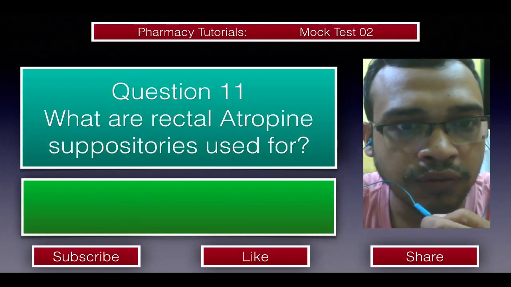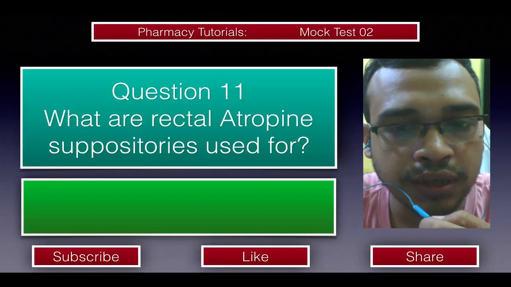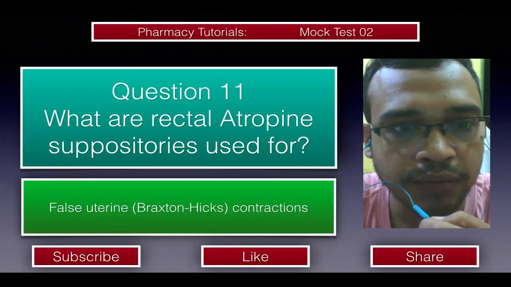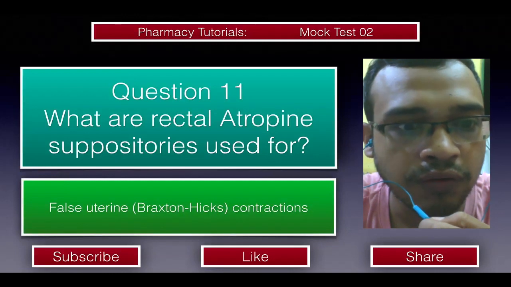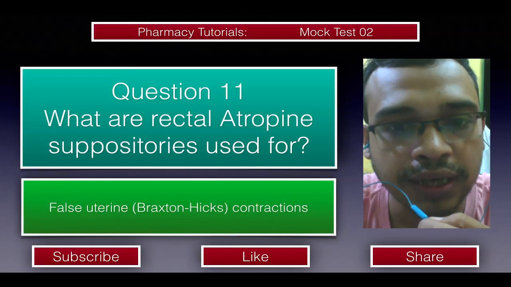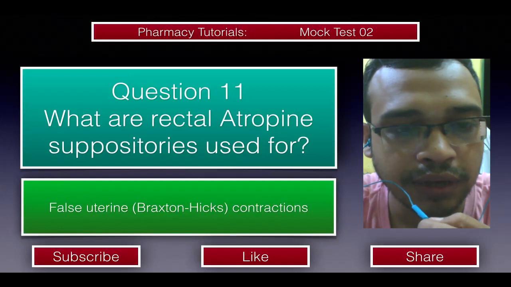Next question is, what are rectal atropine suppositories used for? So rectal atropine suppositories are used for false uterine contractions, which are also known as Braxton Hicks contractions. So this actually contains two questions. If anybody asks what are false uterine contractions, that is, it is Braxton Hicks contractions.